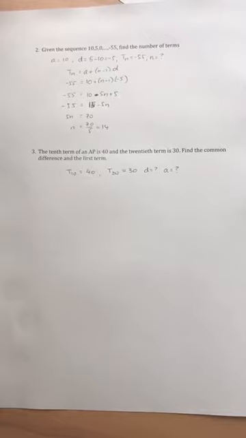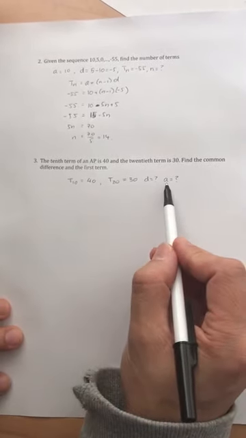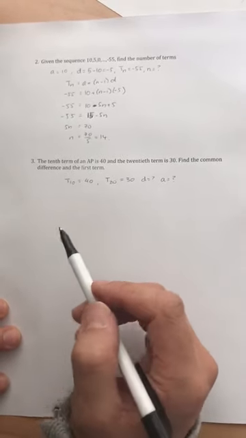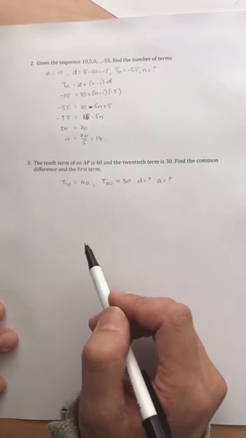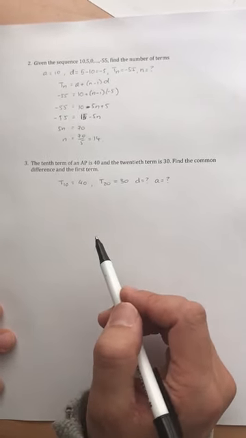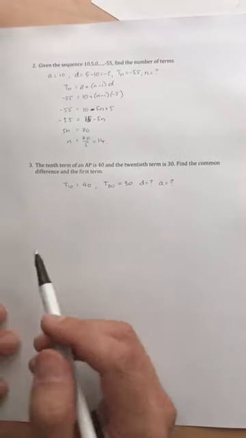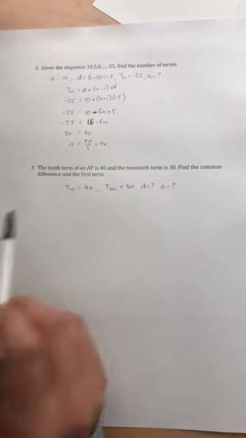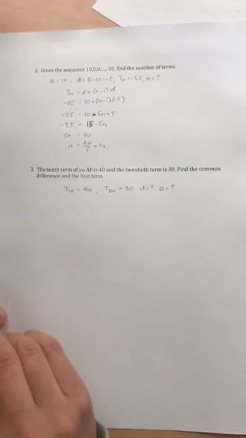So how do we approach this question? What I want you to note here is that our aim is to find A and D. That means that we have two unknowns. And in mathematics, whenever we have two unknowns, we must make two equations. And if we want to make two equations, we need two conditions. So the question is, what are our conditions? Well, we're told that T10 is equal to 40. That's our first condition. And we're given T10, we're given a specific term.